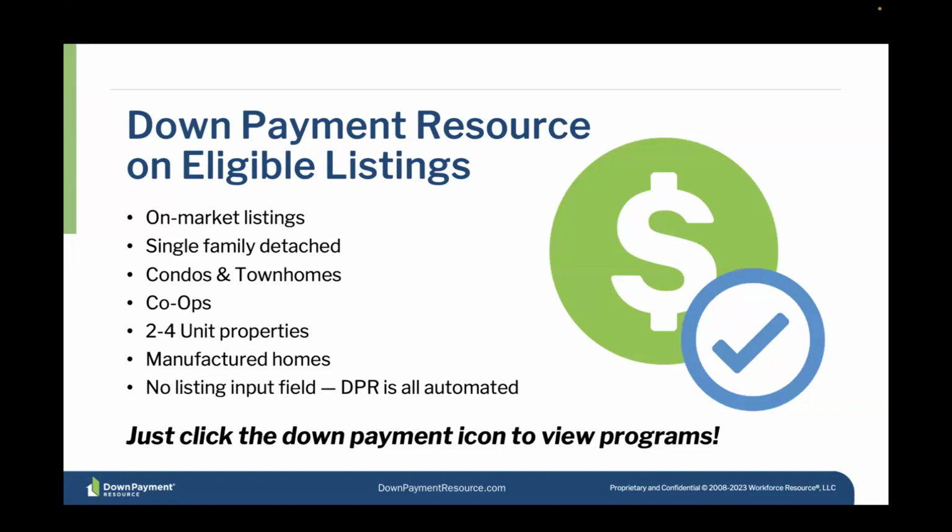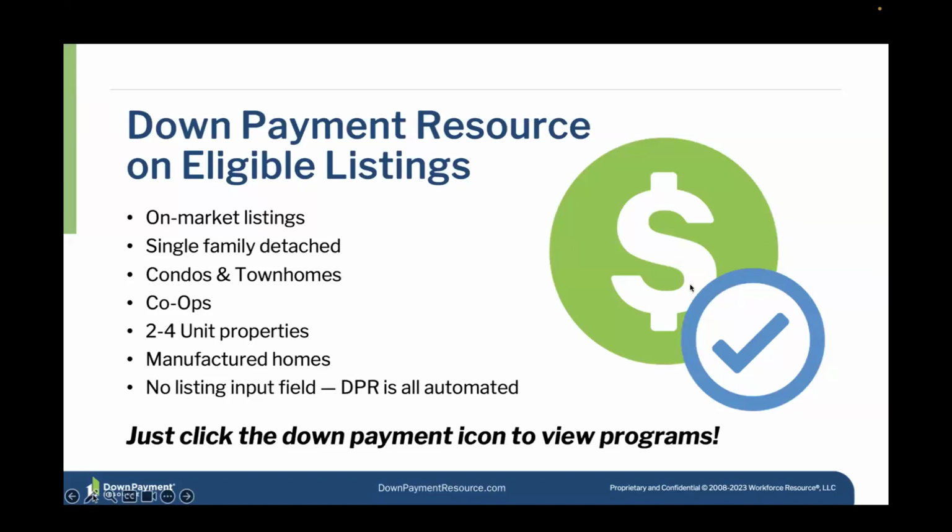So part of what that means is if you list a property right now at 2 o'clock in the afternoon, we actually run our updates nightly. So we will pick up that new listing or any change to an existing on-market listing in our nightly update, and any change in eligibility for down payment assistance will be available or visible the next morning.